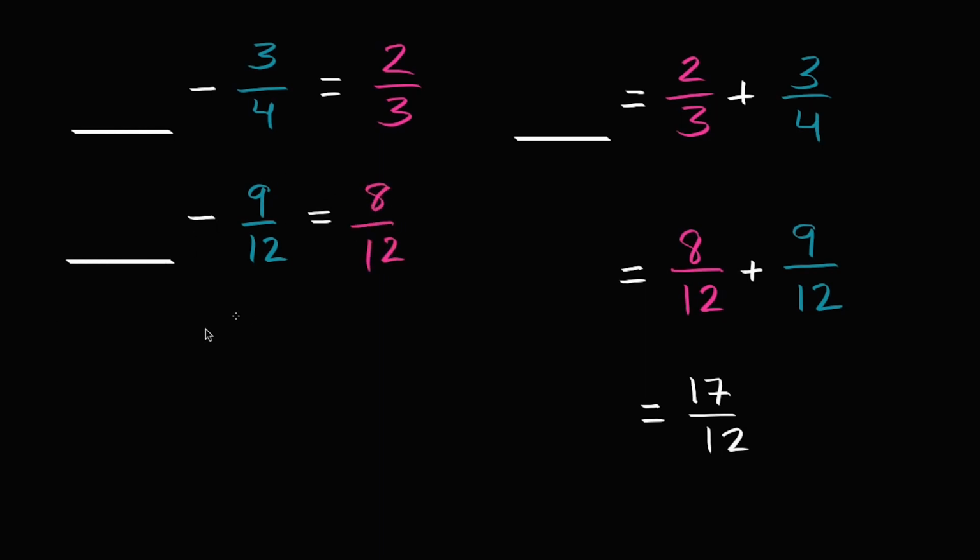And you could assume that this is going to be a certain number of 12ths. So blank 12ths minus 9/12 is equal to 8/12. So if I have blank of something minus 9 of something, and I'm left with 8 of that something, well, that means that I had 17 of that something to begin with. 17/12 minus 9/12 is equal to 8/12. But either way, you get 17/12 for our blank.